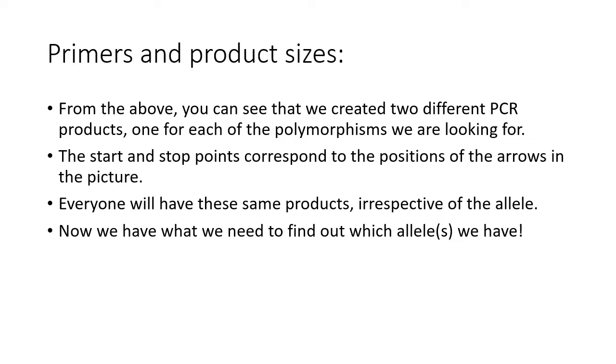Okay, so the slide above suggests that we'll have amplified two different regions of the TAS gene. We will create two different PCR products, one for each of the polymorphisms that we're looking for. So it's important to realize everybody will have these same products, irrespective of what actual CG or whatever allele they have. But now we need to find out which alleles we have. And that's going to rely on a convenient trick of these particular nucleotides.